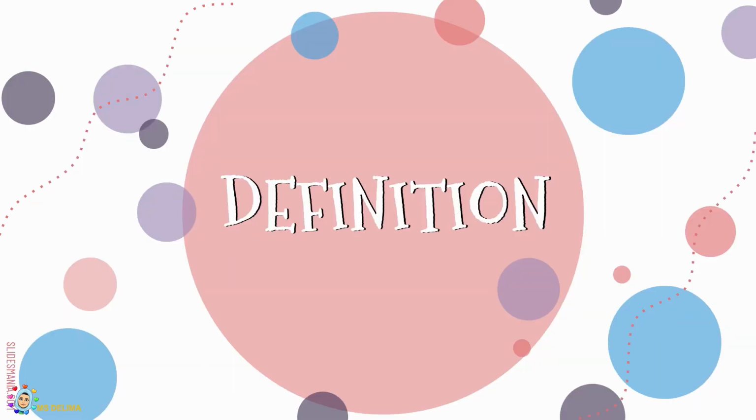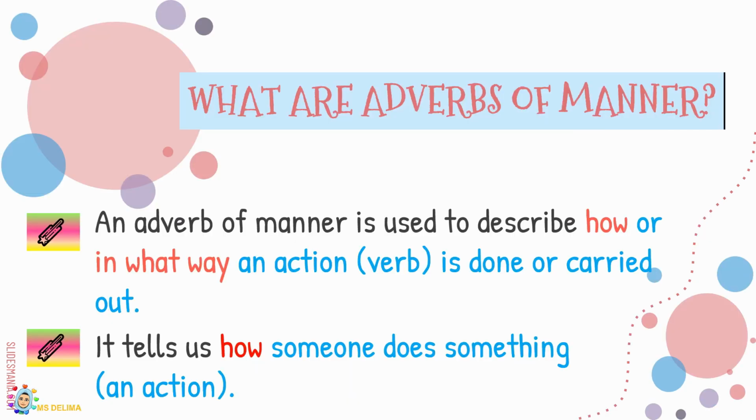The first one is about the definition of adverbs of manner. What is an adverb of manner? An adverb of manner is used to describe how or in what way an action, which is a verb, is done or carried out. It tells us how someone does something, which is an action.